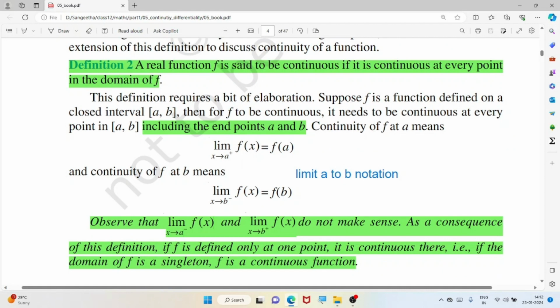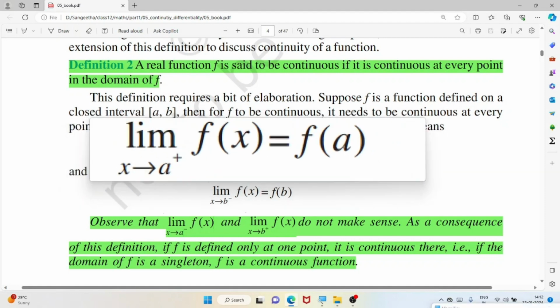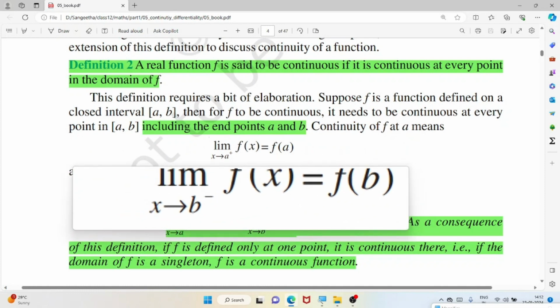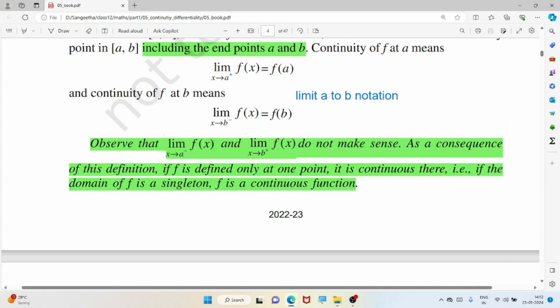Okay, this is a plus and this is b minus. These are the limits, a plus and b minus. Observe that f at a and f at b do not make sense. As a consequence, f is defined only at one point. It is continuous there, that is, if the domain of f is a singleton, f is a continuous function.